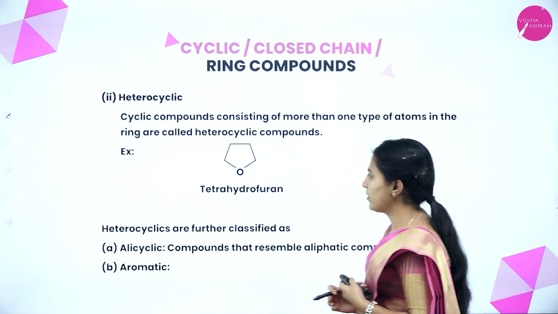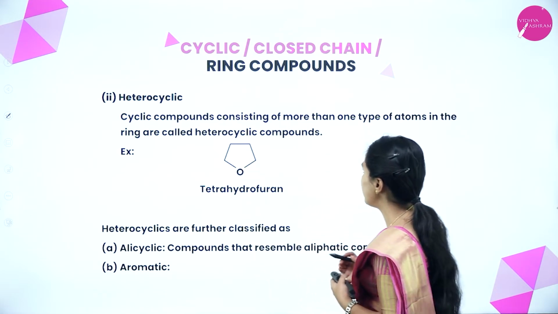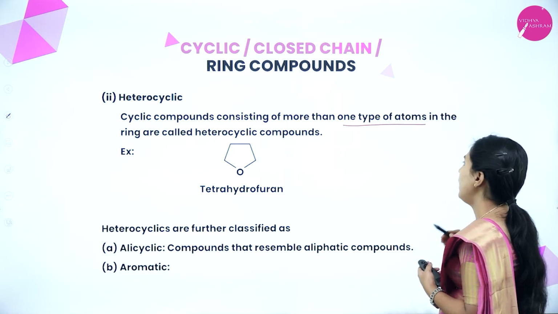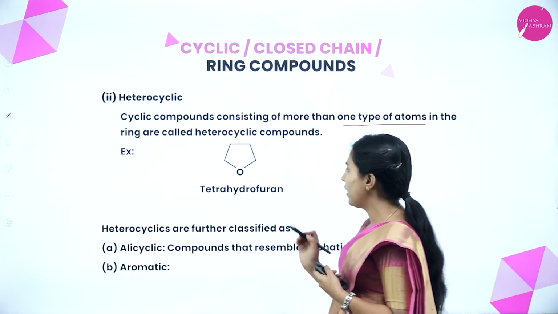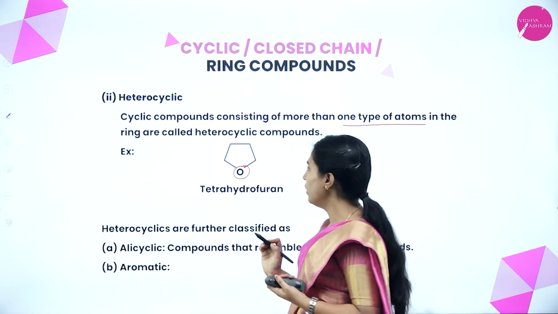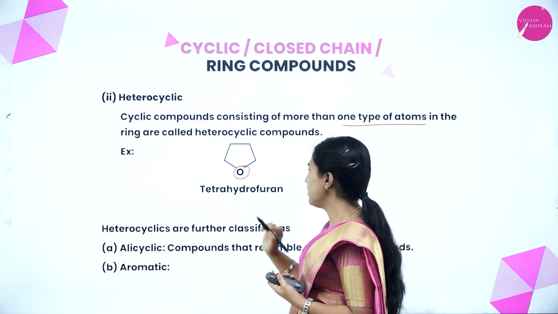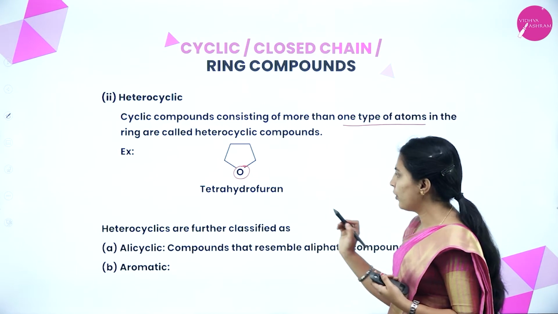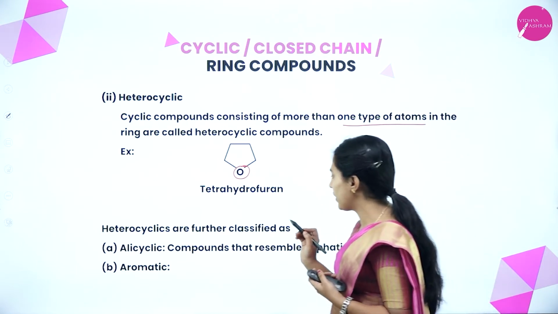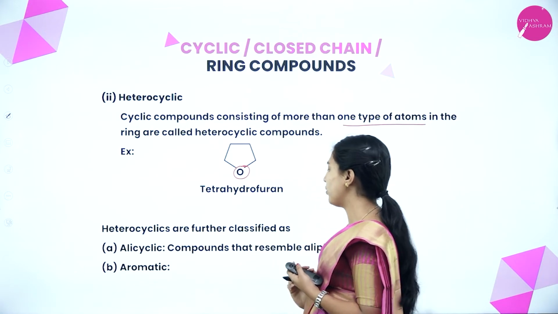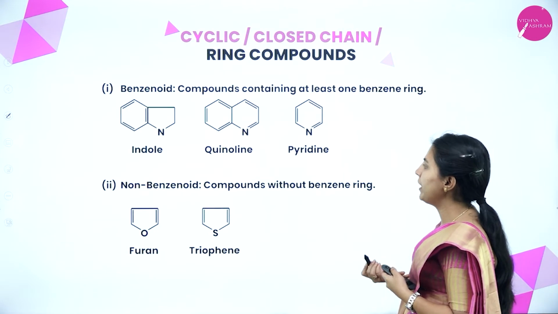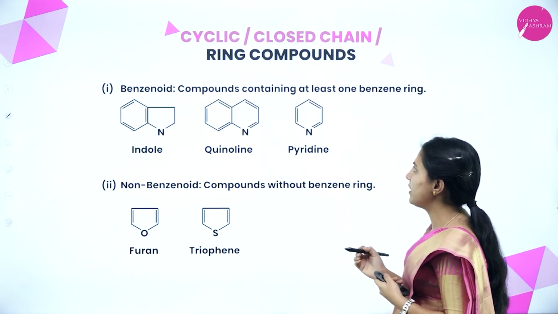Next is heterocyclic. Cyclic compounds consisting of more than one type of atom in the ring are called heterocyclic. A hetero atom should be present. It may be 1 or 2. That kind of compounds we call heterocyclic compounds. For example, tetrahydrofuran. Heterocyclics are further classified as alicyclic and aromatic. Alicyclic resembles aliphatic, and aromatic is again benzenoid and non-benzenoid.